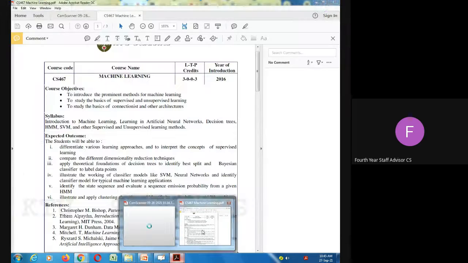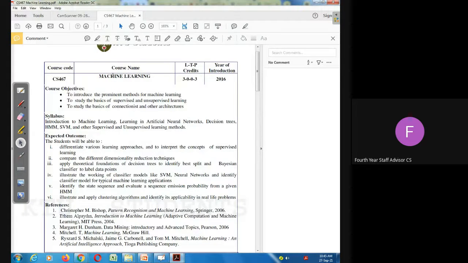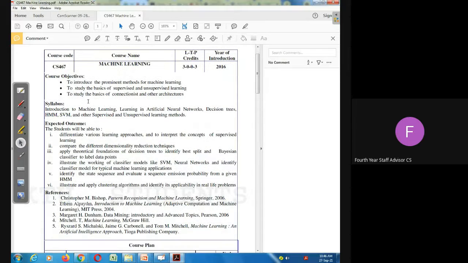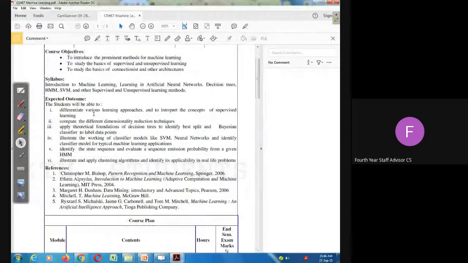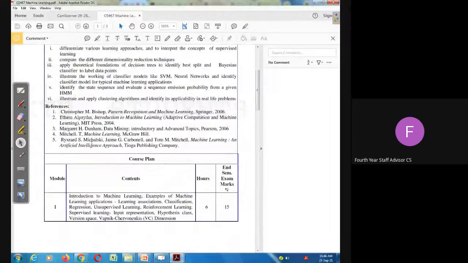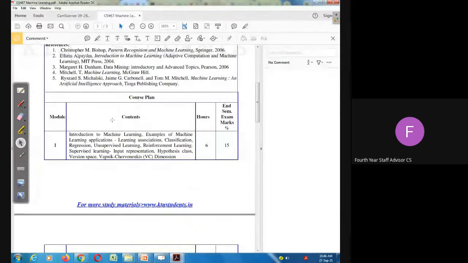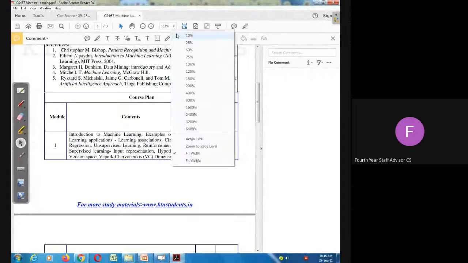Okay, so this is the syllabus of machine learning, and these are the objectives. The course objectives are to introduce the methods of machine learning, to study the basics of supervised and unsupervised learning, and to study the basics of connectionist and other architectures. Okay, these are the objectives of this course, and the syllabus will cover these topics, and there are some expected outcomes, etc. So what is the first module? We are starting from the first module.